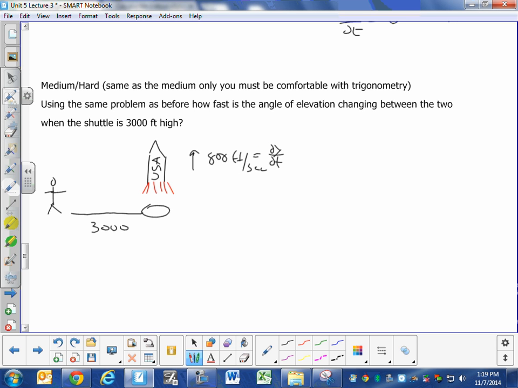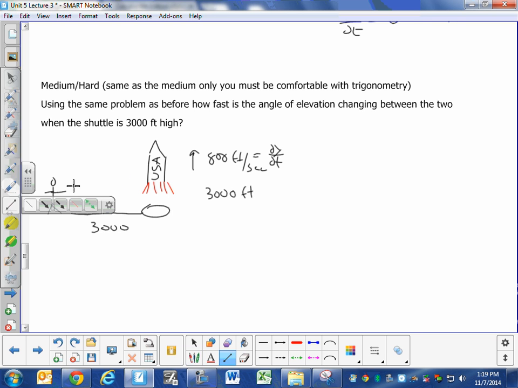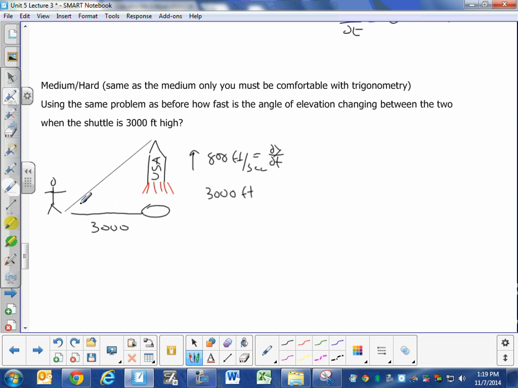The question is, how fast is the angle of elevation changing between the two when the shuttle is 3,000 feet high? What am I looking for? d theta/dt. So let's think about this situation. Angle of elevation means this angle from the ground up to the top of the shuttle. We use the variable theta to denote an angle. I'm trying to find d theta/dt.